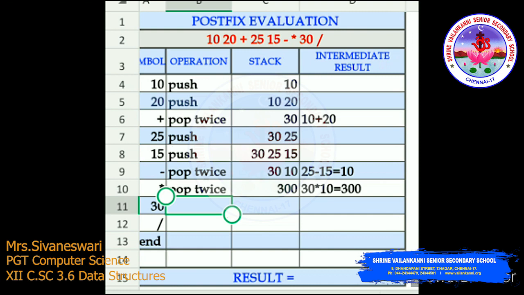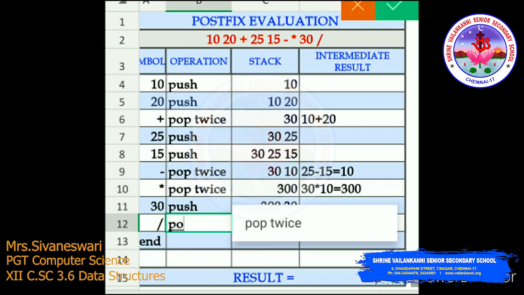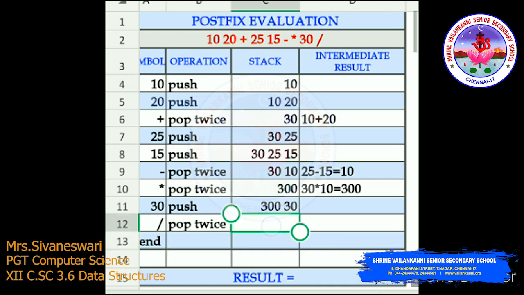Next is a 30, which implies that there is a push. So 300, then 30. Next comes an operator. So we have pop twice. So both 300 and 30 are popped out. So 300 slash 30, which is equal to 10. So that 10 is pushed into the stack.